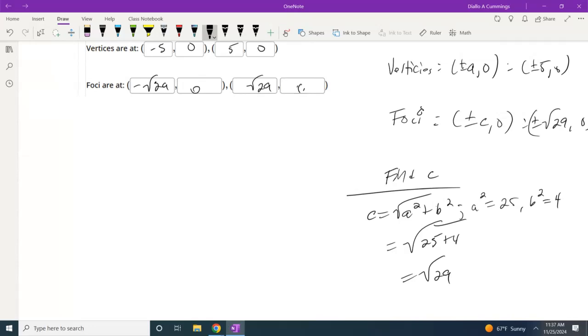So the formulas are not too involved as the other formulas, okay? Because we're not dealing with anything that strays from the origin.